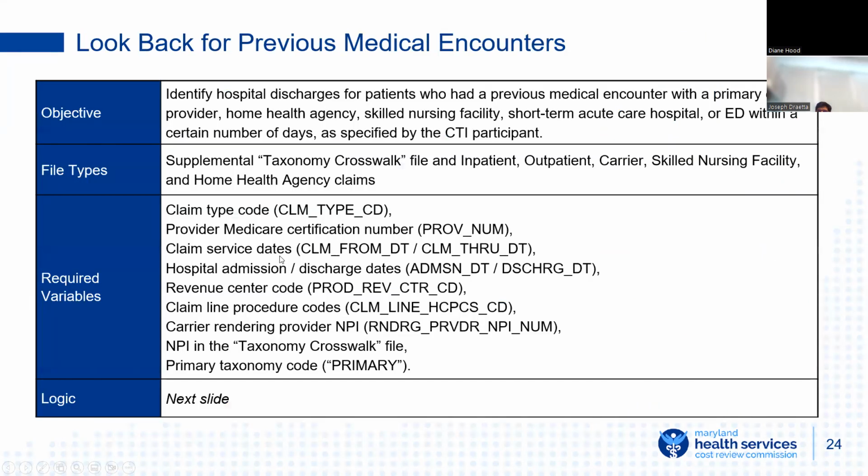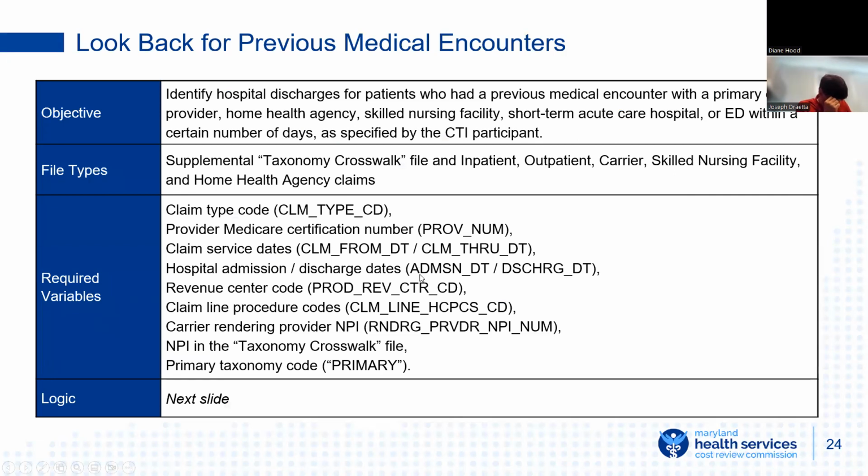Okay, so next we've got the look back from previous medical encounters. And so when we say look back, we're looking back for at least 1 encounter of a specified type, including primary care, home health care, skilled nursing facility stay, short-term acute care hospital, or ED within a certain number of days that the participant specifies. There's no need for a hierarchy here. You could simply look at the from and through dates and the service dates of those claims to see if they fall within that window.